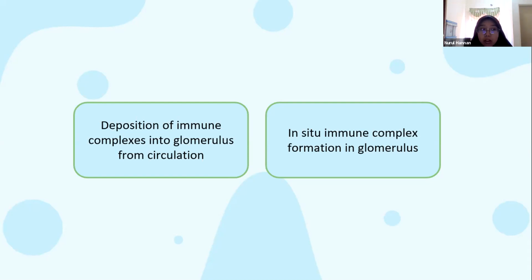So when there is deposition of immune complex, there will be an inflammatory response, and this inflammatory response can also proliferate the glomerular cells. When there is an inflammatory response, there will be damage to the capillary walls.